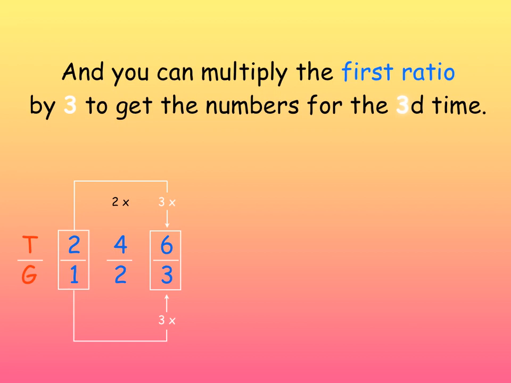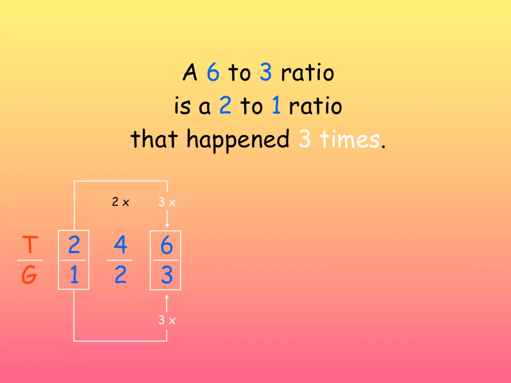And you can multiply the first ratio by 3 to get the numbers for the third time. You see how that's done in the diagram? 2 times 3 gives you 6. 1 times 3 gives you 3 on the bottom. A 6 to 3 ratio is actually a 2 to 1 ratio that happened 3 times. It's the same ratio.